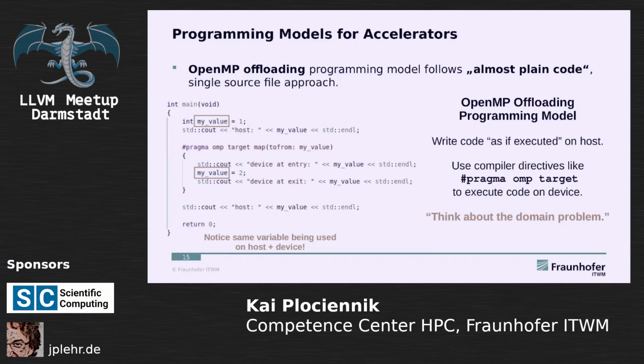What you have here is admittedly a simpler computation. You start in a main function on the host. You set some integer variable, my value, to 1 and print it out. Then, using the compiler directive pragma omp target, you offload the following code region to the accelerator and execute it on an accelerator device. As you can see, there's again this variable, my value. You can set it on the accelerator, and if you return to the host, this code will print out that in the end the variable on the host is also set to 2, because the map clause at the pragma omp target says I want to map it to and from the device.